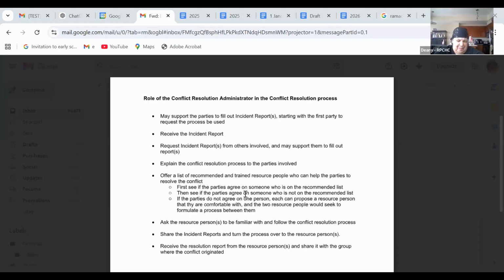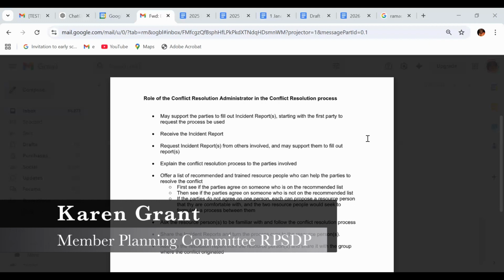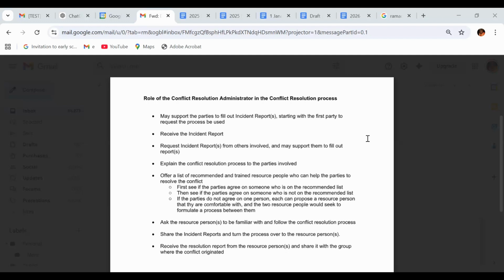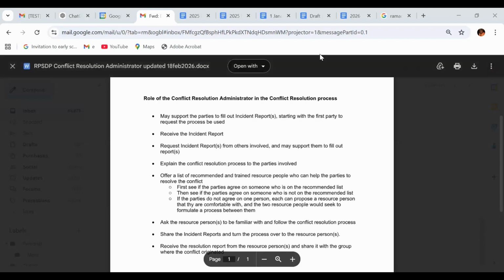Hi. My name is Karen Grant. I came late to the meeting. But I live in the Oak Street Co-op, and I was on the member relations committee at one point, and it's along the same lines, because you're looking for somebody for this position, is that correct?